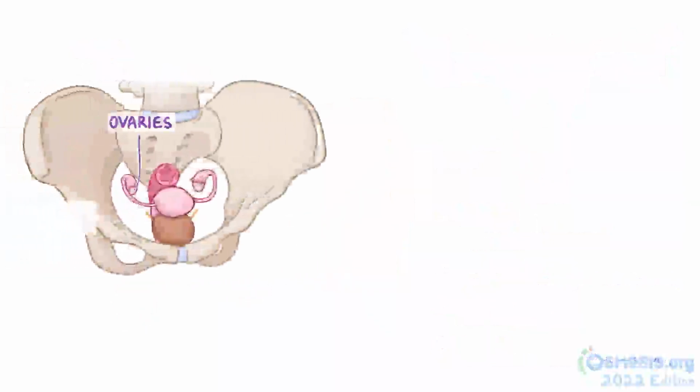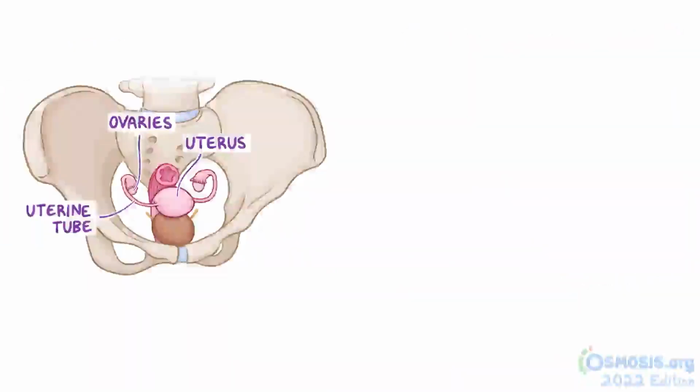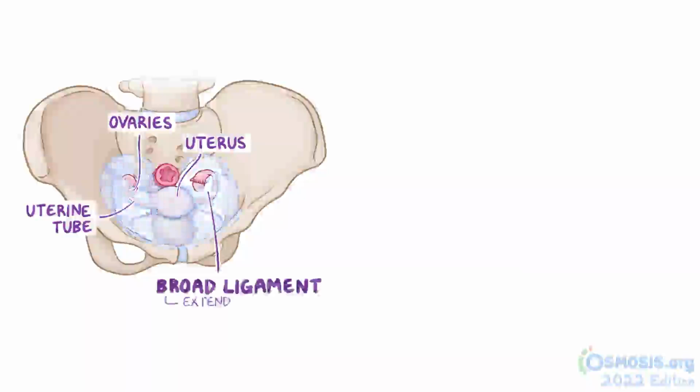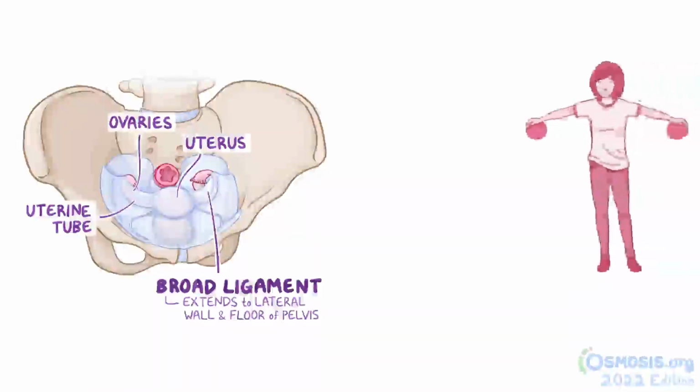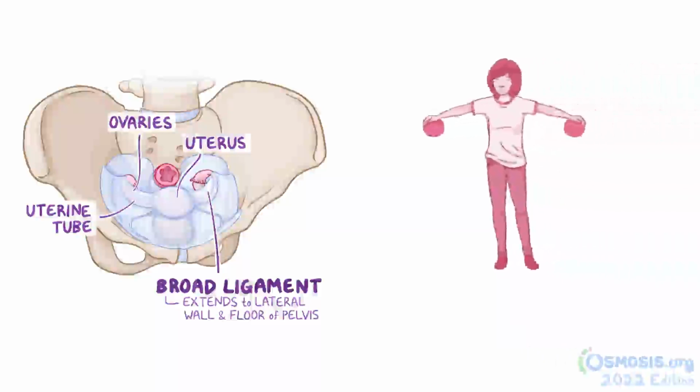Now, the ovaries, uterine tubes, and uterus lie within the pelvis and are covered by a double sheet of peritoneum called the broad ligament. This extends from the sides of the uterus to the lateral wall and floor of the pelvis. To visualize the broad ligament, imagine yourself standing with your arms outstretched, holding a ball in each hand.